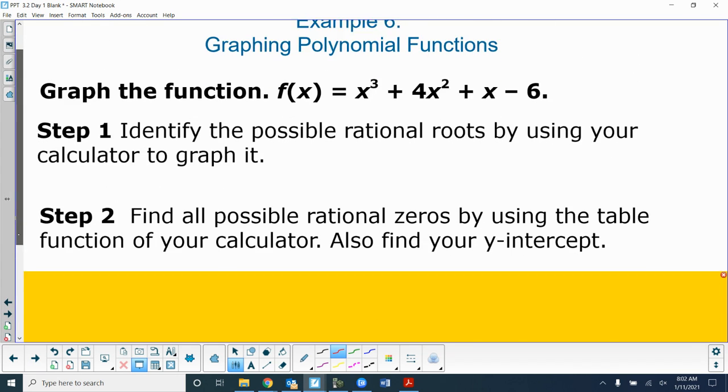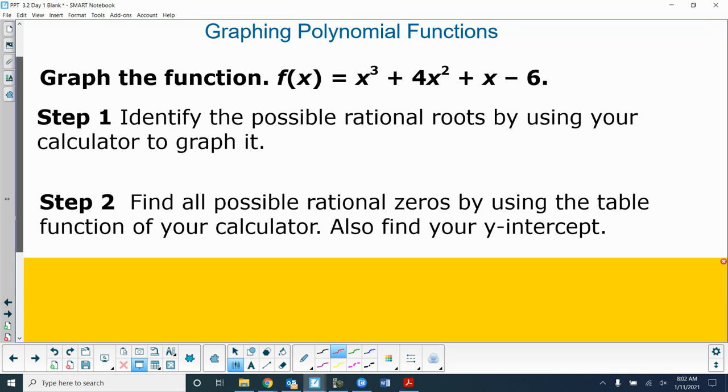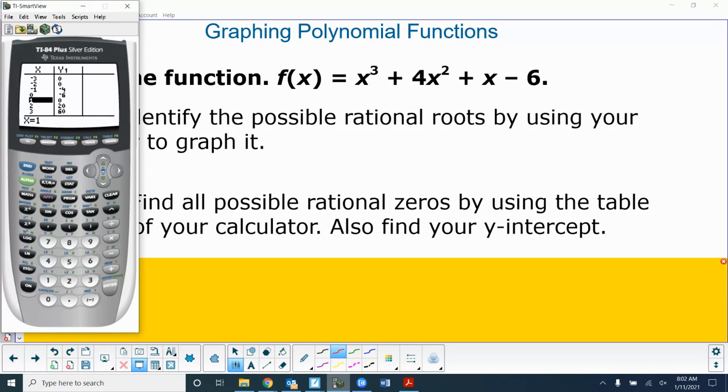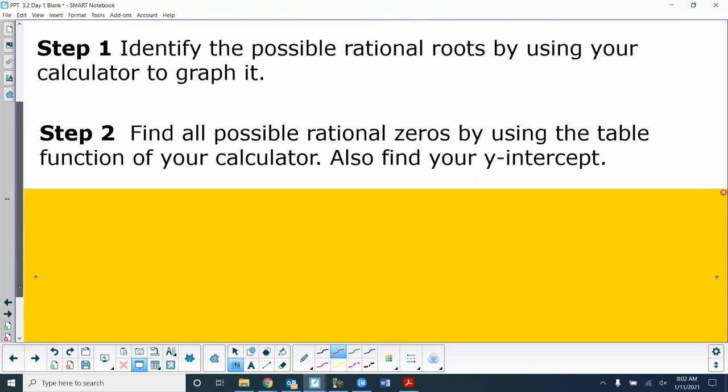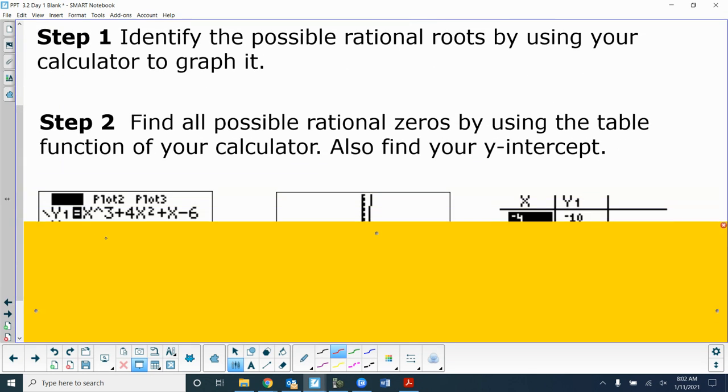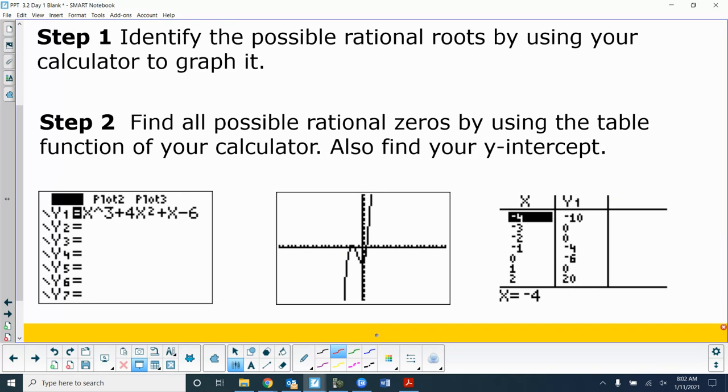It says also find your y-intercept. What's your y-intercept? When x is what? 0. So the y-intercept would be -6. Okay? All right, but again, we're just using our calculator to help us do this stuff. That's what they did. Here's the 3 zeros, and then right here, 0, -6 is the y-intercept.